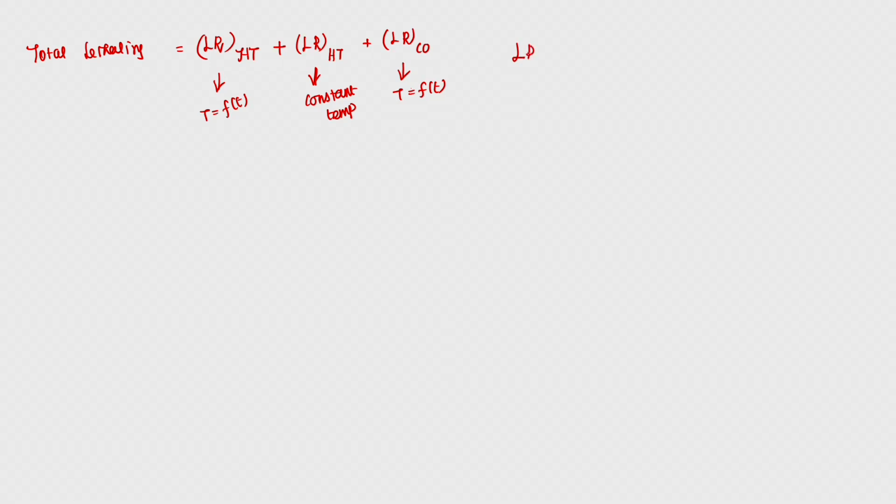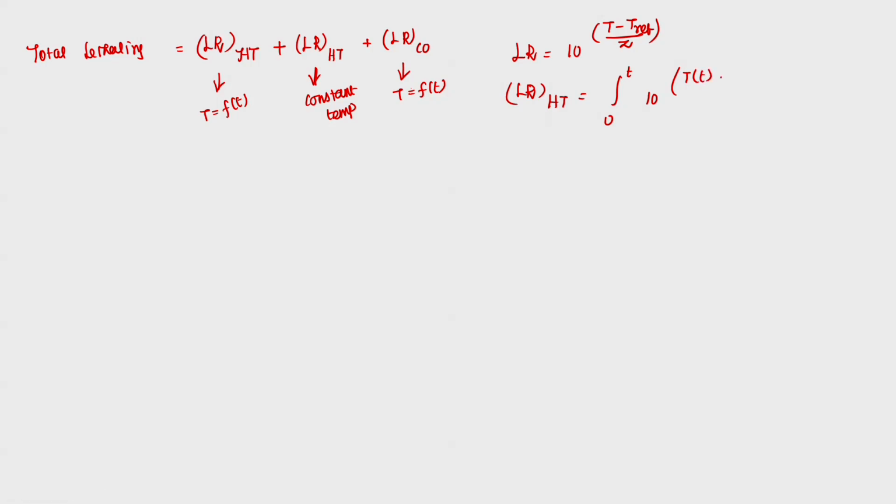If you remember, the lethality rate formula is nothing but 10 to the power of (T minus T reference) upon Z. Remember this is for a constant temperature process. If I am supposed to calculate it in the heating section, then I should be calculating the integral from 0 to t of 10 to the power of (T minus T reference) divided by Z into dt. So, this is nothing but LR.